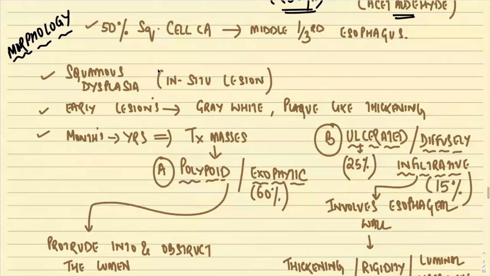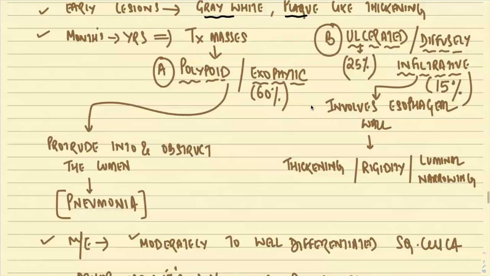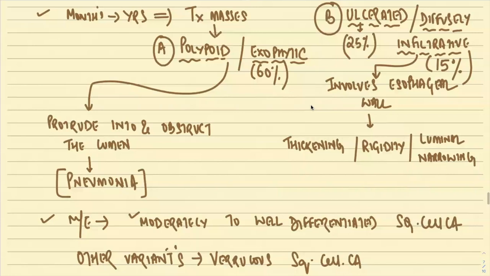So morphologically, as I told you, more than 50% of squamous cell carcinomas involve the upper one third of the esophagus. Nearby areas, you can see squamous dysplasia. That is an in-situ lesion. So early lesions are basically grayish white or plaque-like thickening. After months to years, they can have different patterns.